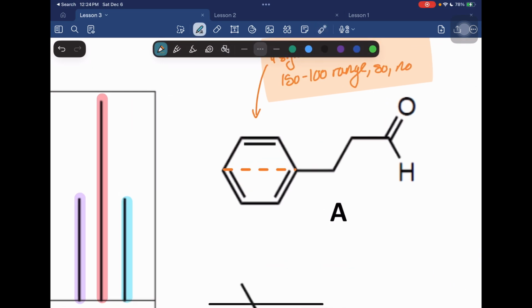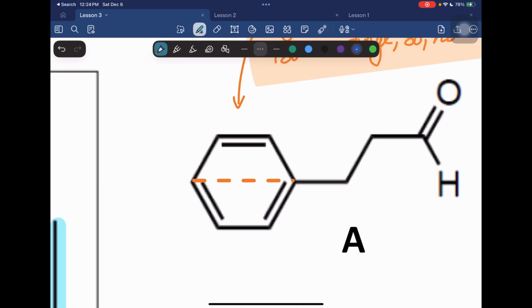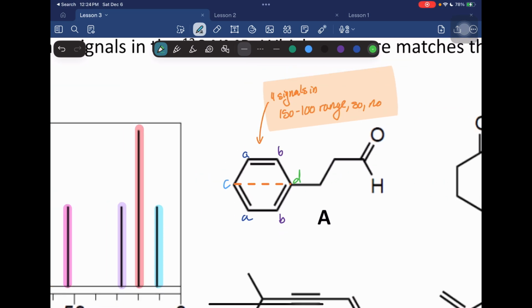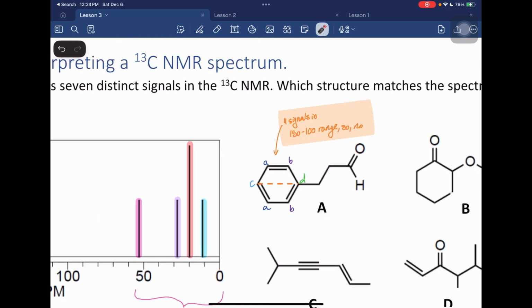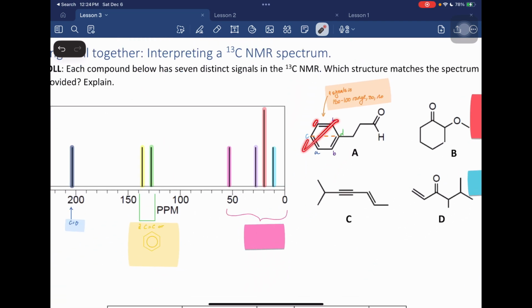So we say that there are going to be A, B, B, and C, and D as the signals that are arising from here. So that is 4 signals in the 150 to 100 range. So this one wouldn't work, right? This is not one of our answers because we only have 2 signals in the 100 to 150 range.